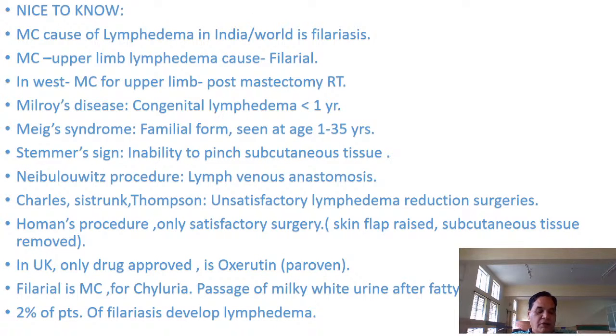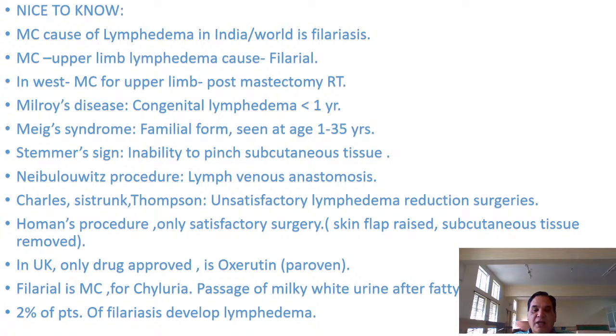And now, for your examination, it is nice to know that the world's commonest cause of lymphedema is filariasis. Most common for upper limb lymphedema in our country, again filariasis. In the West, the most common cause of upper limb lymphedema is post-mastectomy radiotherapy. Milroy's disease, asked in MCQ. It is a congenital lymphedema occurring below 1 year. Meige syndrome is a familial form of lymphedema occurring between the age of 1 to 35. Stemmer's sign, always asked. It is inability to pinch the subcutaneous tissue.